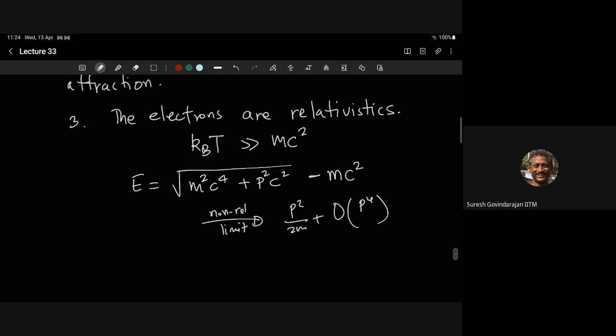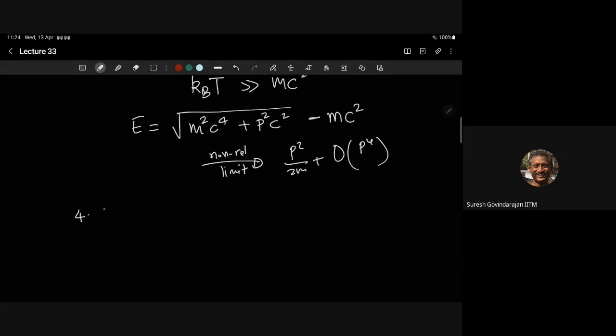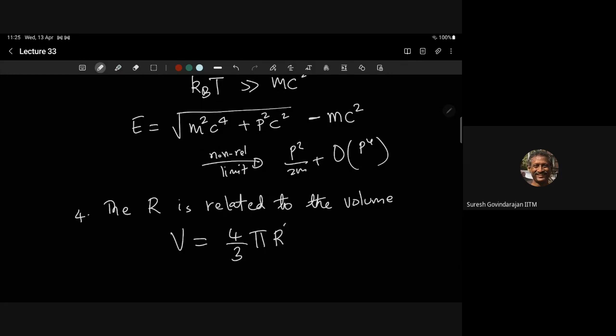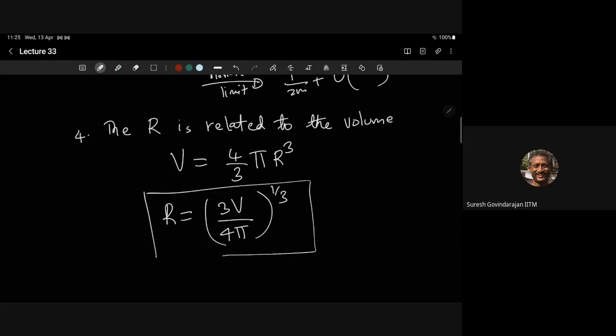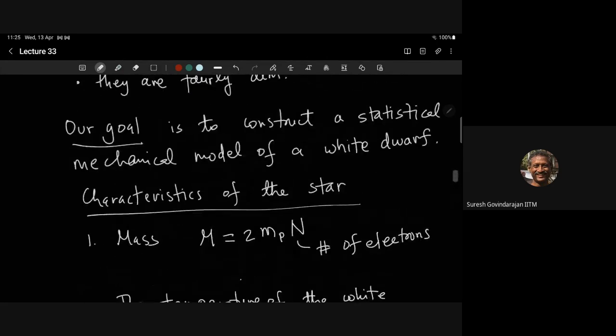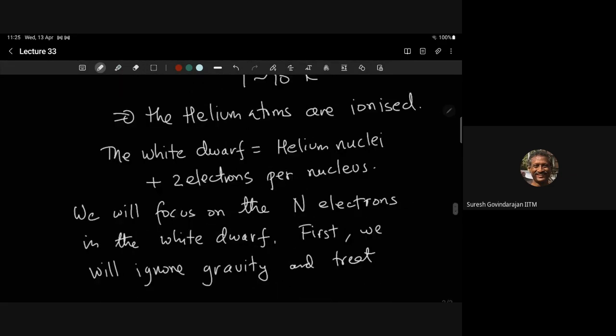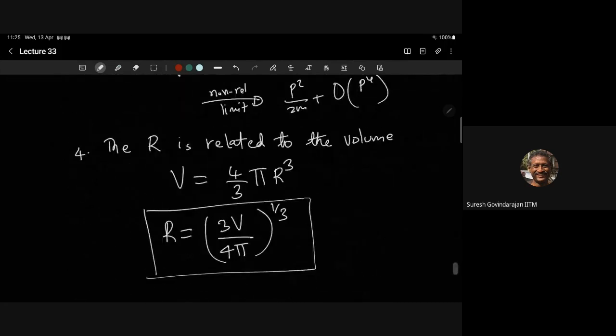The temperature is very high. The second thing is that the radius r is related to the volume V as 4/3 πr³, or r can be written as (3V/4π)^(1/3). So the two real macroscopic parameters are related to n and the volume of the electron gas.